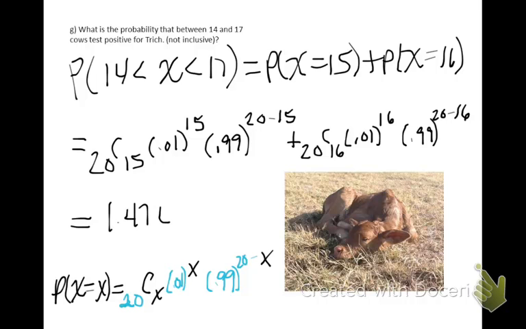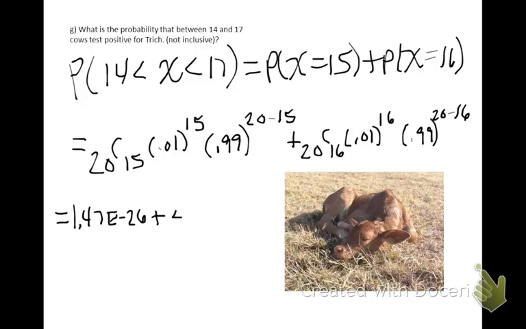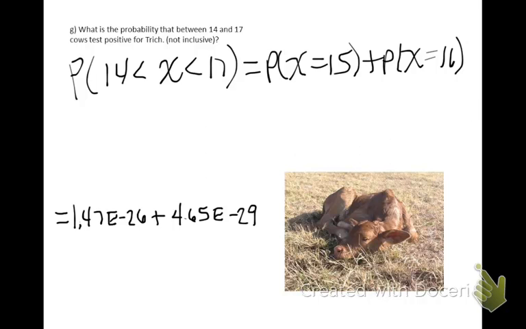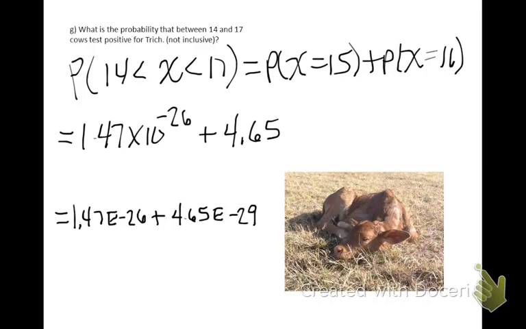1.47 e negative 26 for the probability that x equals 15, and you'll get back 4.65 e negative 29 for the probability that x equals 16. Let's explain what these two numbers mean. This e is scientific notation. What it means is times 10 to the negative 26th power. Same thing on the probability that x equals 16. This means times 10 to the negative 29th power.